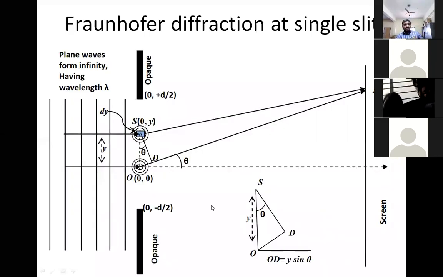Whatever I have shown in the previous slide, please try to understand here. Here I have shown this as opaque, so this is the blocking portion of the slit. The lower portion is also opaque. This is the blocking portion of the slit, and in between you have some open portion. It is a purely exaggerated view. The size of the slit is usually of the order of a few microns. Please remember, it's of the order of a few microns.